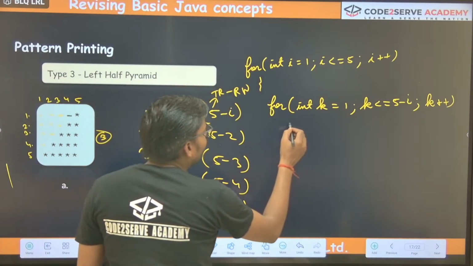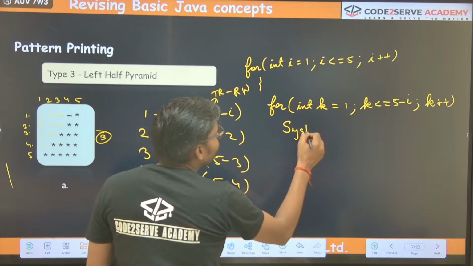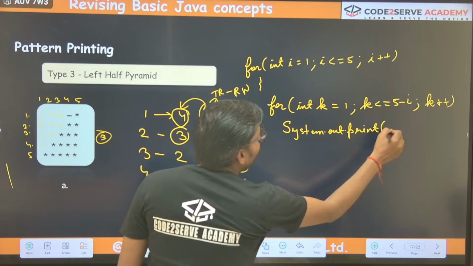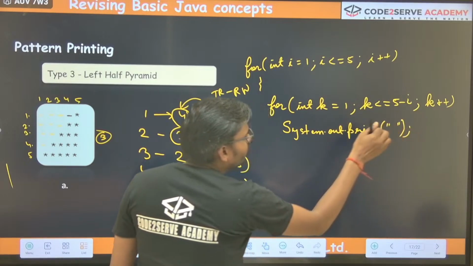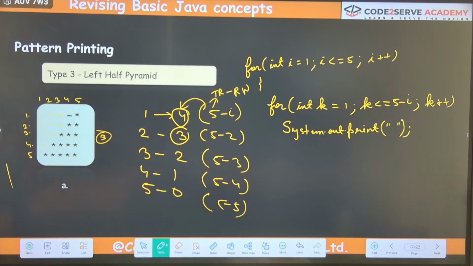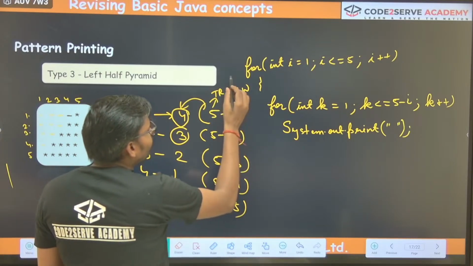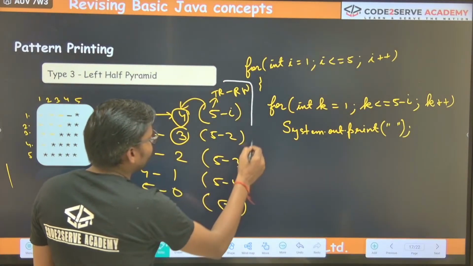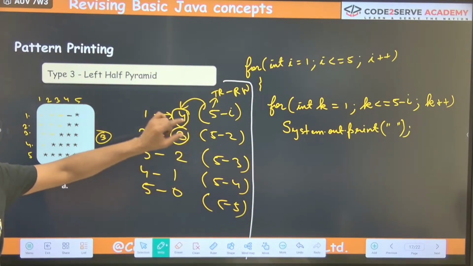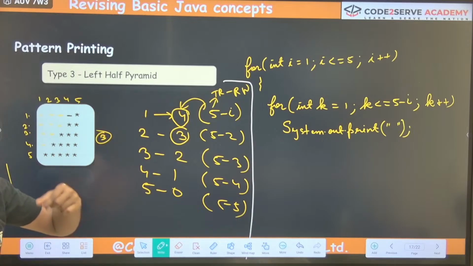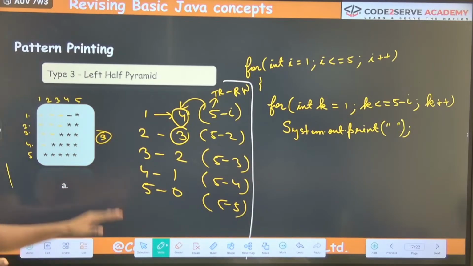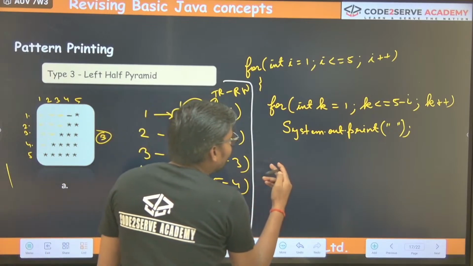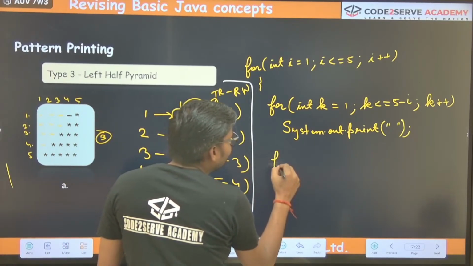Now inside this block, you have to write system dot out dot print, and you have to print white space. White space means give the quotation, and in between the quotation you give one white space. Okay. Now after this part, what you are going to do? You have printed the white space. Now you have to print the data. You don't have to change the row, because first you have to print the data, then you have to change the row. So now you'll write the logic for the j part.